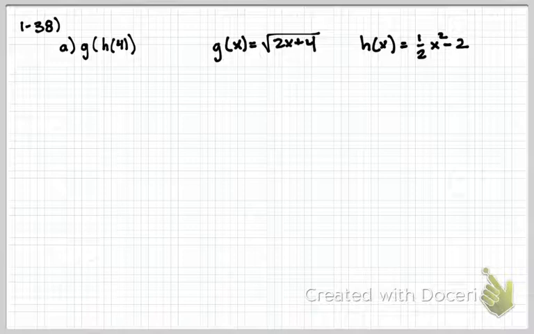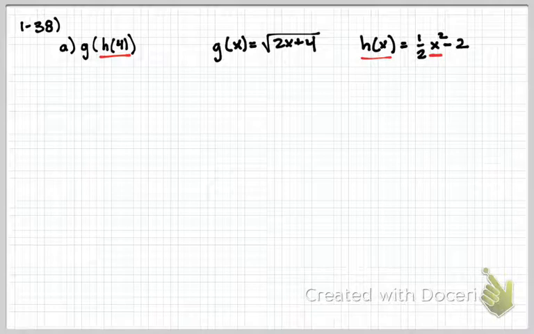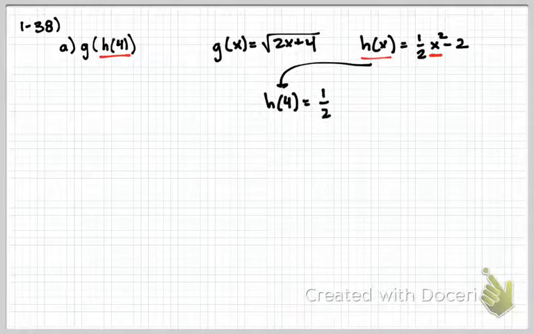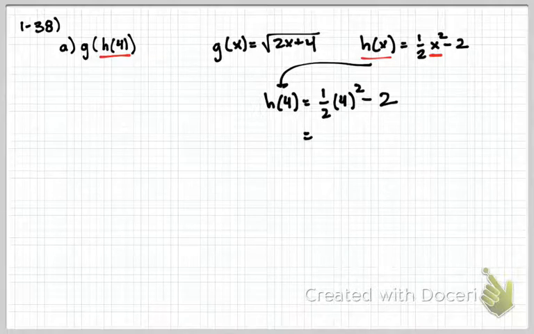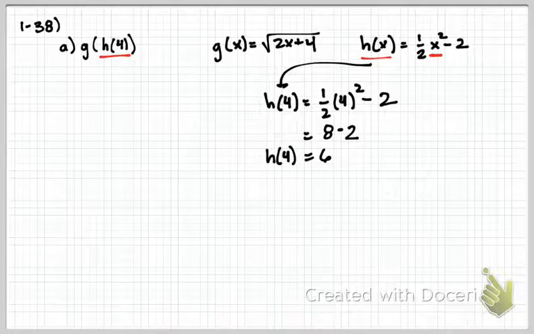So let's start here. H of 4. We're only going to be dealing with this function. So h of 4, we can go ahead and substitute 4 as our input. We'll replace x with that. Minus 2. Work this out. 4 squared is 16, times 1/2, that's 8. 8 minus 2, which is 6. So now the h of 4 is 6. Alright? That's the first part of this.